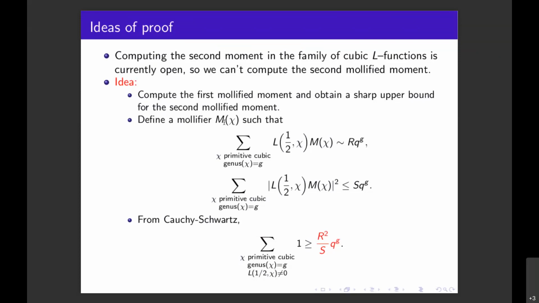So then the strategy is to define a mollifier, m of chi, which, let me remind you, behaves like 1 over your L function, so that when we compute the first mollified moment, we get that this is asymptotic to some constant times Q to the G, where Q to the G is the size of the family. And when we look at the second mollified moment, we can upper bound it by some constant times Q to the G. And then if we use Cauchy-Schwarz, we get our positive proportion of non-vanishing, which is R squared over S, where R and S are the constants which go in the asymptotic formula for the first mollified moment and the upper bound for the second mollified moment.